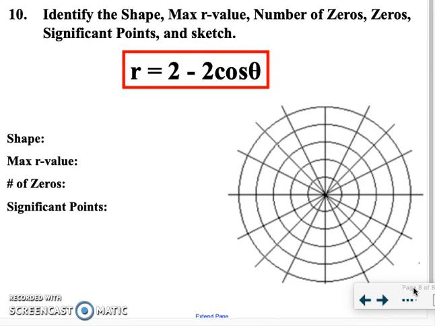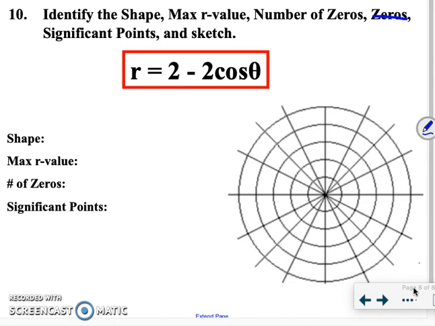You will not be asked to find the specific zeros tomorrow on your Limaçon. So again, the other stuff though, that's going to hold true. We need to identify the shape, we need to identify the max R value, how many zeros we have, as well as the significant points.